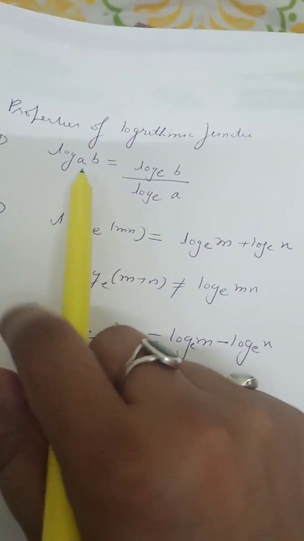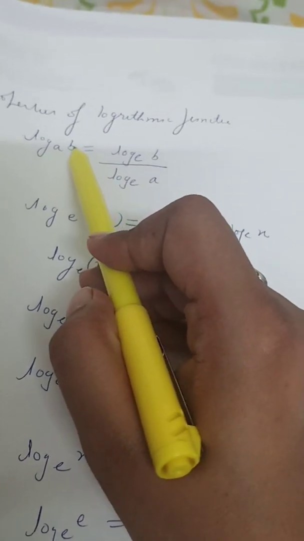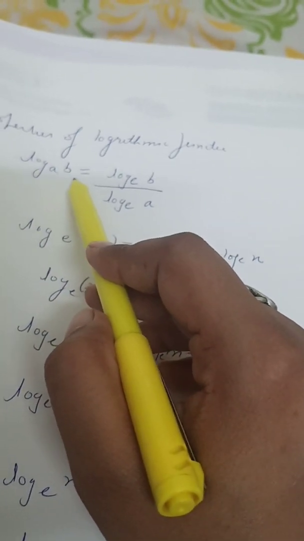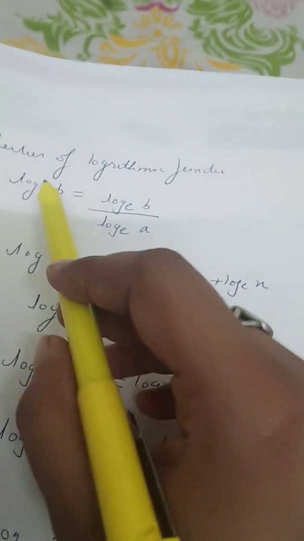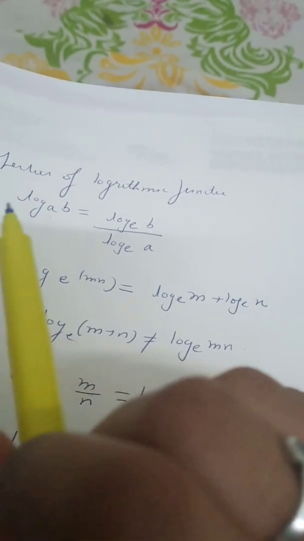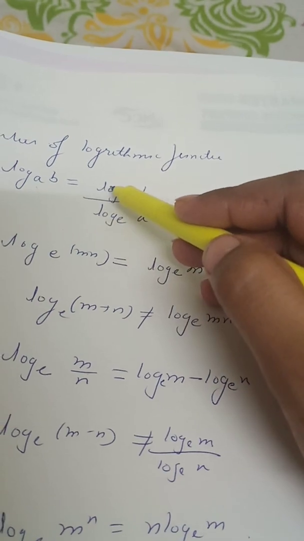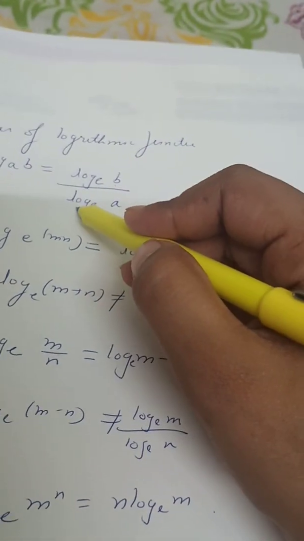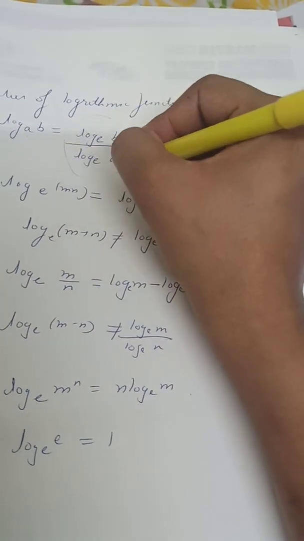Now next is properties of logarithm function. First property of log: if the base is a and x is b, then we can't take the derivative directly because here the base is a. If the base is e, then we can find the derivative directly. Then here we will apply the property. We can write it as log base e of b upon log base e of a. Then afterwards we will find the derivative of this one.